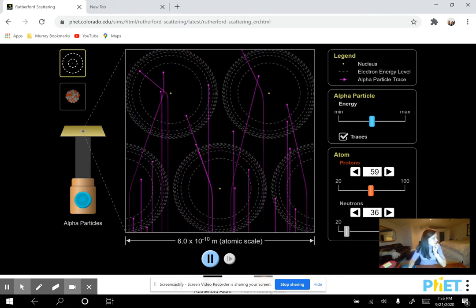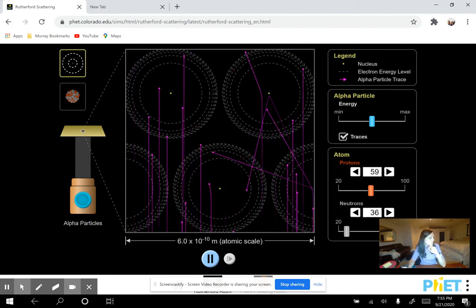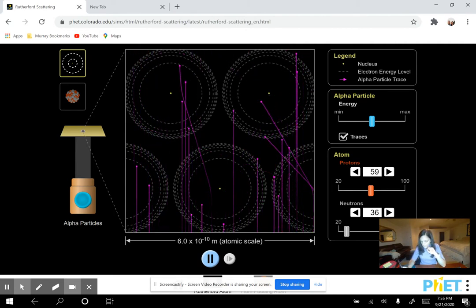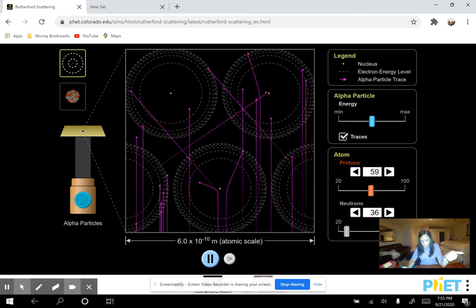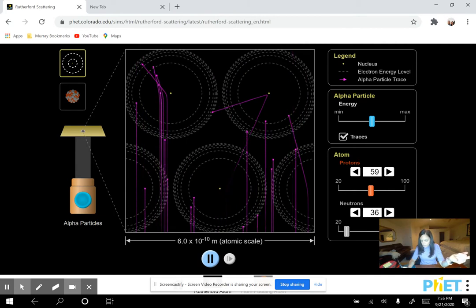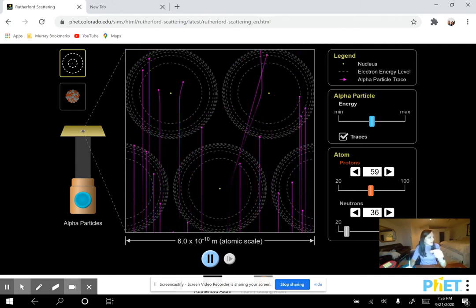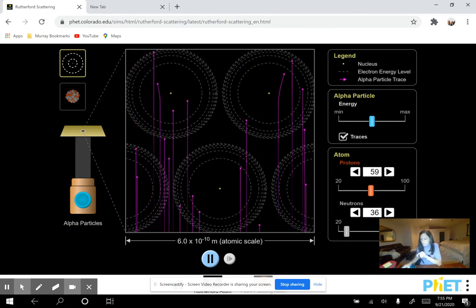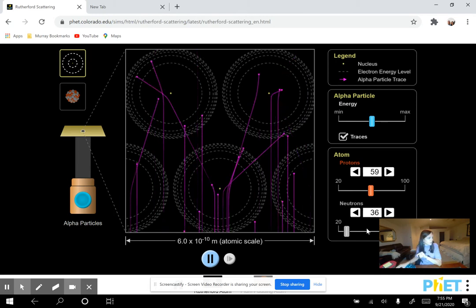Okay. So by now, you should have answered questions 1 and 2, looking at these two patterns. Question 1 goes with the 20 protons. Question 2 goes with the 60 protons. Now we are going to up the proton level to 100.